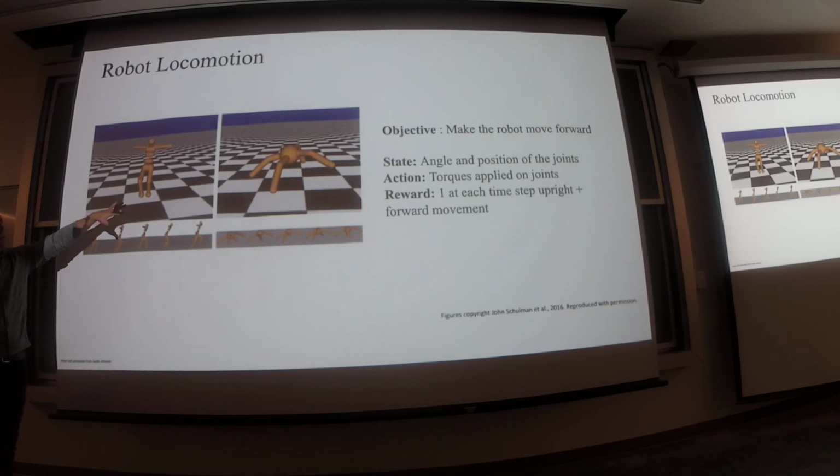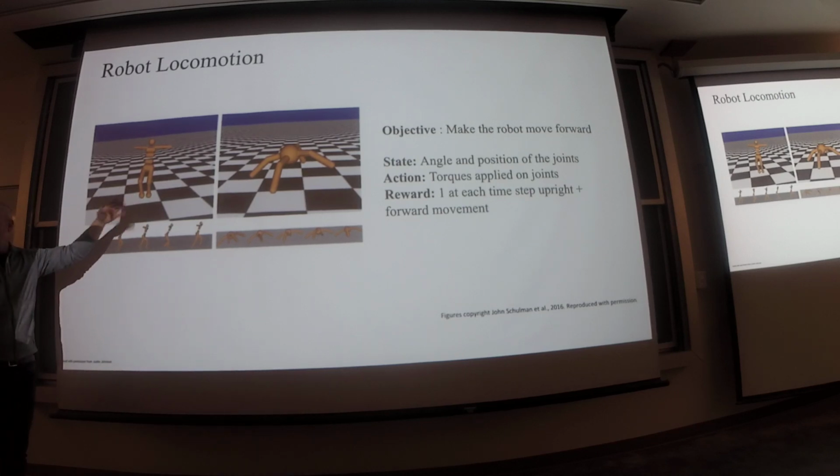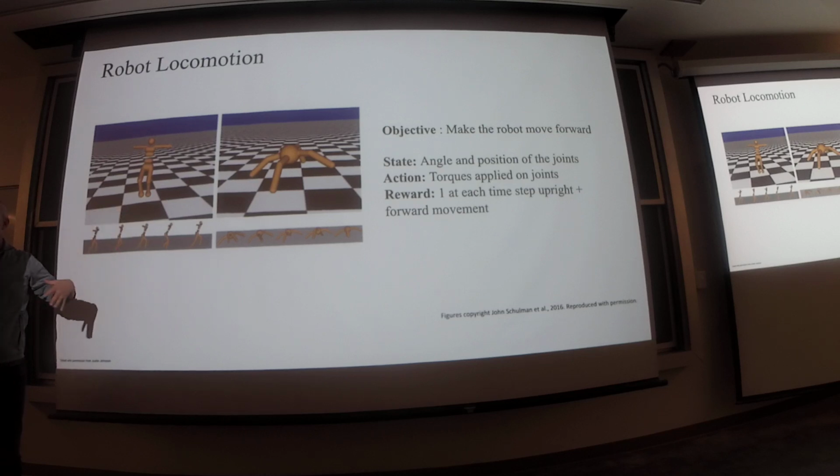Usually these are put into landscapes where you start at some point, and if you're moving in the direction of the place you're trying to get to, you get rewarded for that. If you're moving away, you don't. But this doesn't know anything about walking or moving. All it knows about is flexing its joints, changing the angles of its joints, and in that way it learns to walk. And in fact, I think I have a video on this.